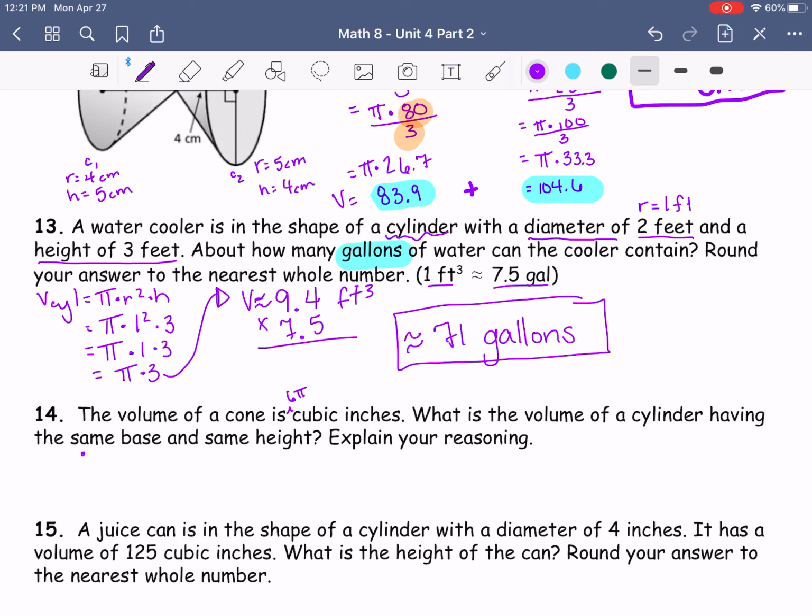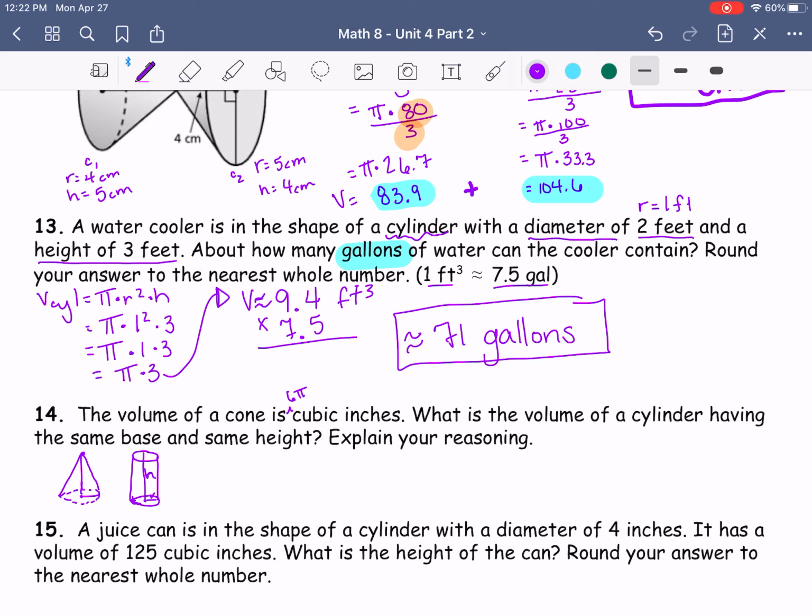All right. So if we've got a cone, okay, that's got some radius and some height. We don't know what that is. But then if we've got a cylinder with the same base and same height, sorry, that's awkward. So that means the base is the same, has the same radius, and the height is the same height.